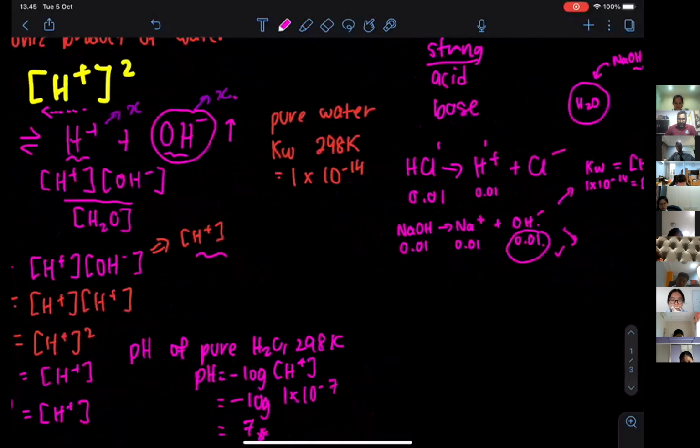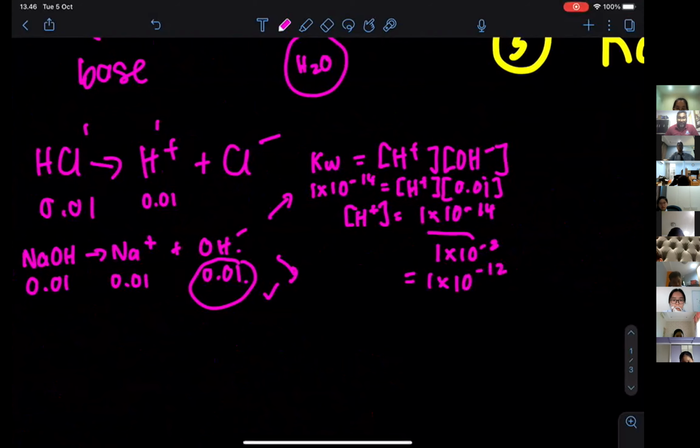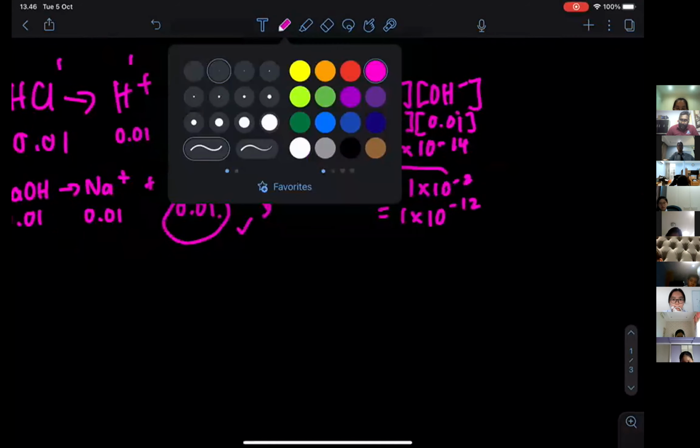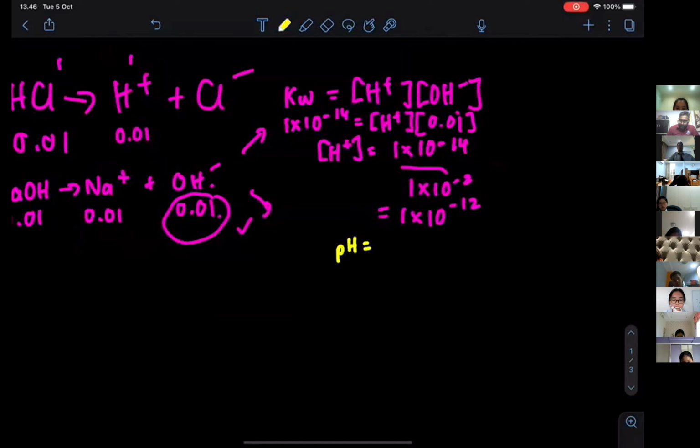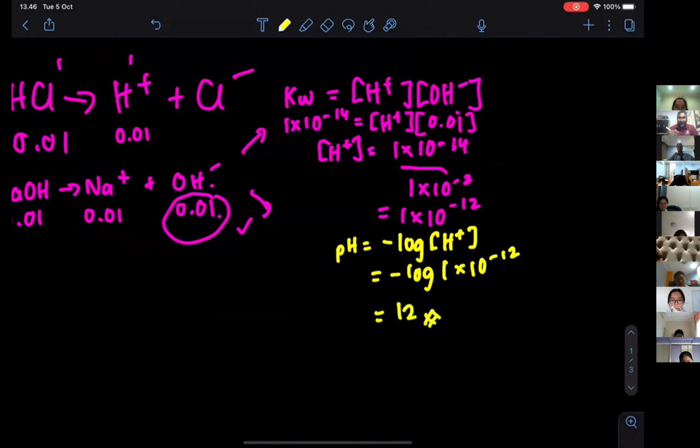You can calculate directly. The concentration of H plus equals 1 times 10 negative 14 divided by 1 times 10 negative 2. This one I changed a bit. So it's 1 times 10 to the power of negative 12. And I can straight away calculate the pH. pH is negative log H plus, and that is going to give me negative log 1 times 10 negative 12. That's going to give me 12. So this is how you use the Kw method to calculate.